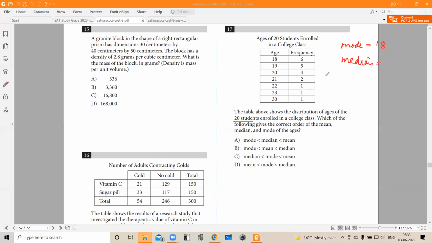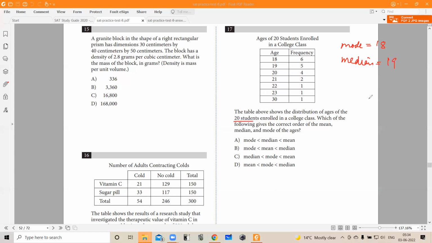Are you sure? The 10th and 11th is 19? No, I'm not sure. I'm pretty sure. Yeah, that's right. 6, 7, 8, 9, 10, 11. So 10 and 11 are 19. So median is 19. You're right. Okay. What about the mean?